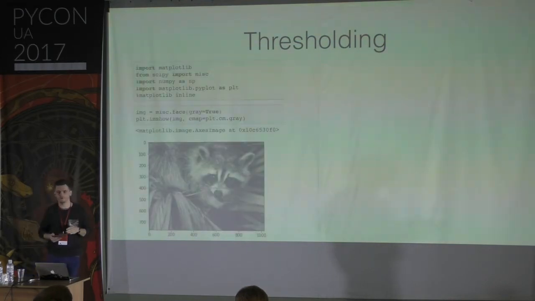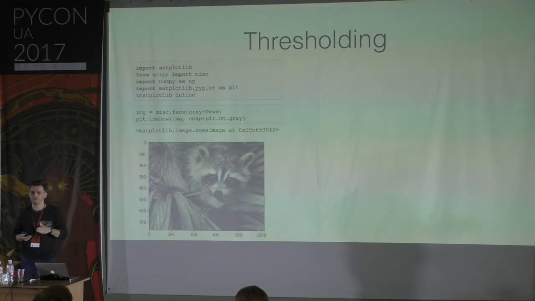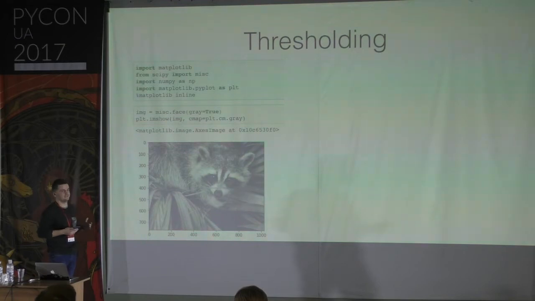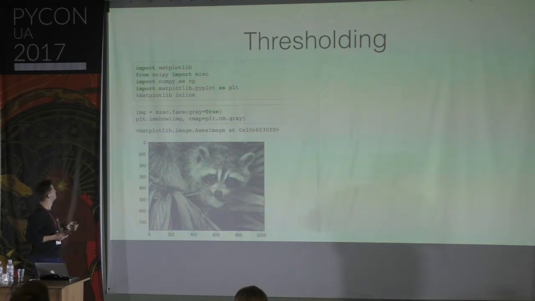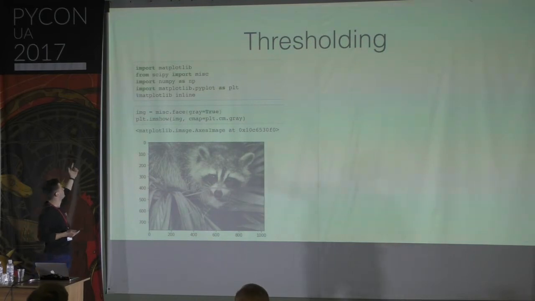I'm not going to show a lot of code here. It's more about algorithms and math, but just to give you a taste of how easy it actually is. Suppose we want to threshold an image. We import some libraries, then we load the image, and we can display it.